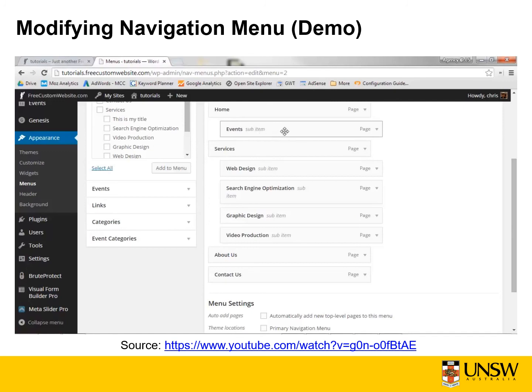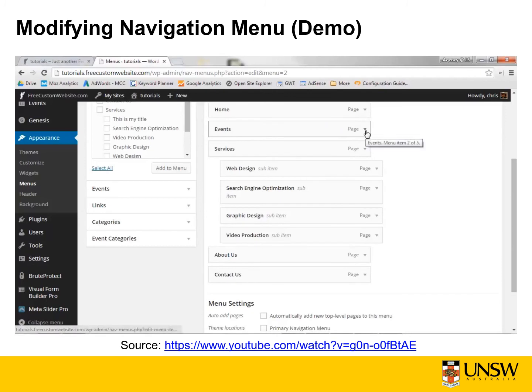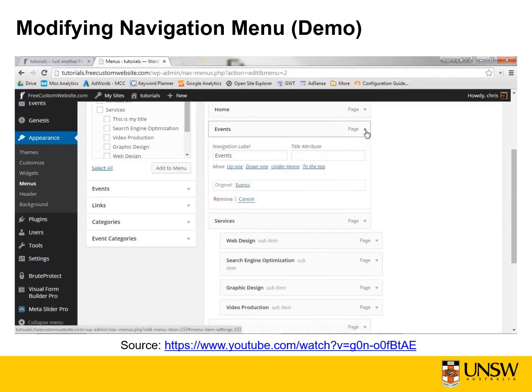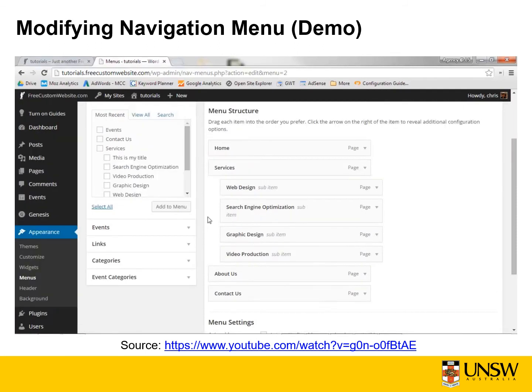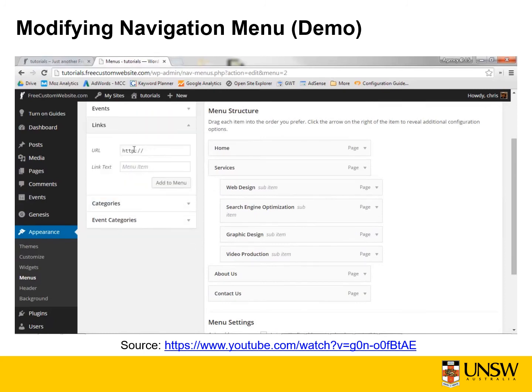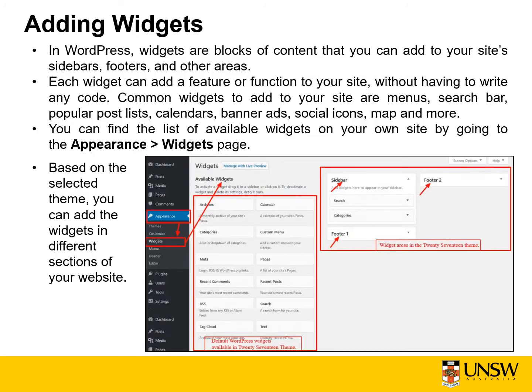menu item itself. To edit the label of the menu item, click the drop-down arrow on the right-hand side of the menu item. Here you can edit the navigation label, or remove it from your menu if you wish to do so. You may also add any link to your menu, a category from your blog, or store a category if applicable. Once you're satisfied with your menu structure and labeling, click Save Menu.